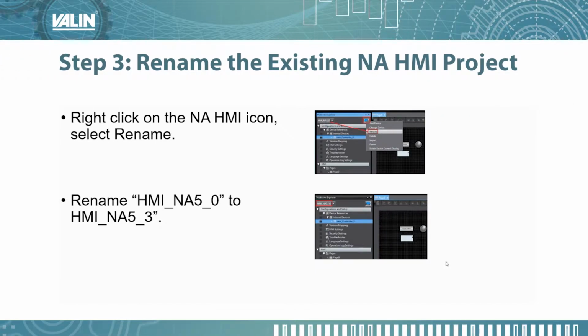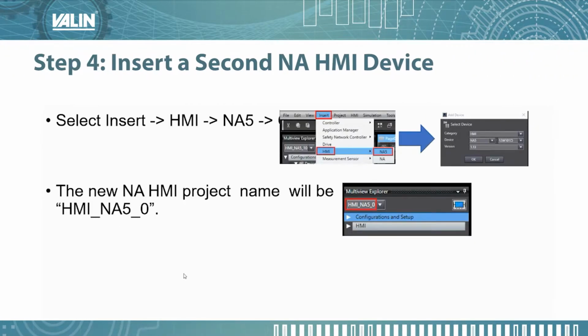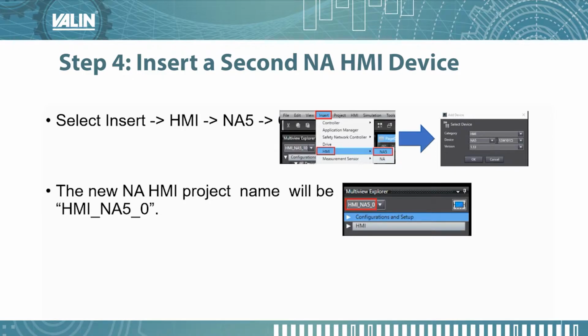At this point, you want to rename your existing HMI project, because your existing HMI project has HMI_NA5_0. So you want to rename it to HMI_NA5_3. At this point, you are ready to insert a second NA HMI. So how do we do that? We want to click on the Insert menu and then select HMI and select NA5. And at this point, you select the model of your HMI that you want to insert.